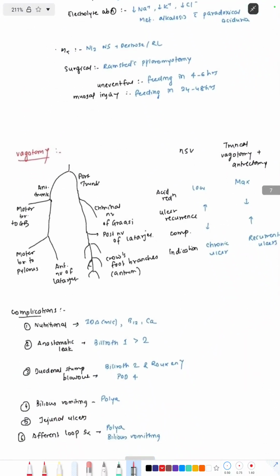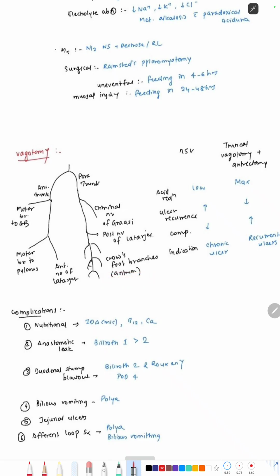Now, vagotomy. Before vagotomy, you should know the branches of the vagal nerve. The vagal nerve divides into two trunks, an anterior trunk and a posterior trunk. The anterior trunk gives the motor branch to the gallbladder, which helps in forward movement of the gallbladder secretions. Similarly, it gives a motor branch to the pylorus and the anterior nerve of Latarjet. The posterior trunk gives off the criminal nerve of Grassi, which is very important for recurrence. There is a posterior nerve of Latarjet and multiple crow's foot branches that supply the antrum. There are two types of vagotomy.